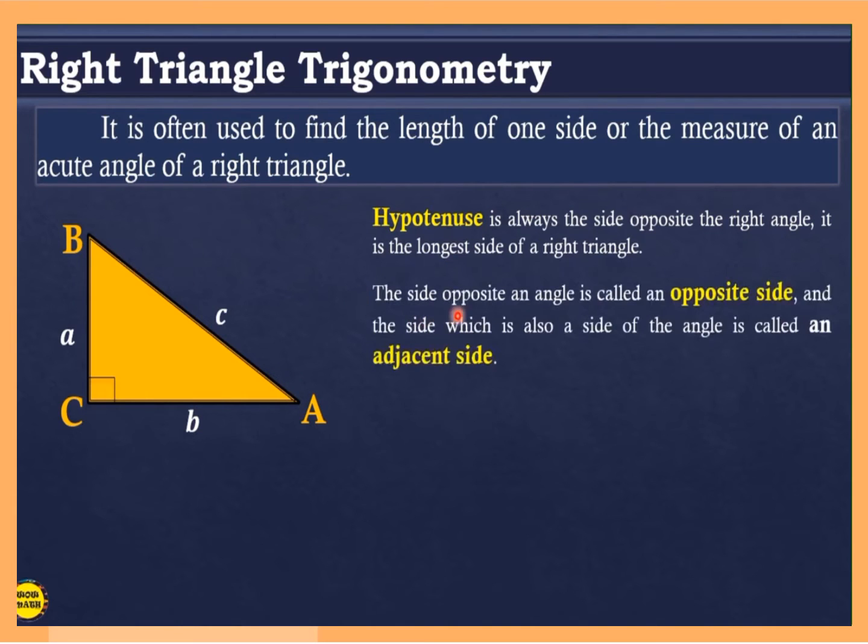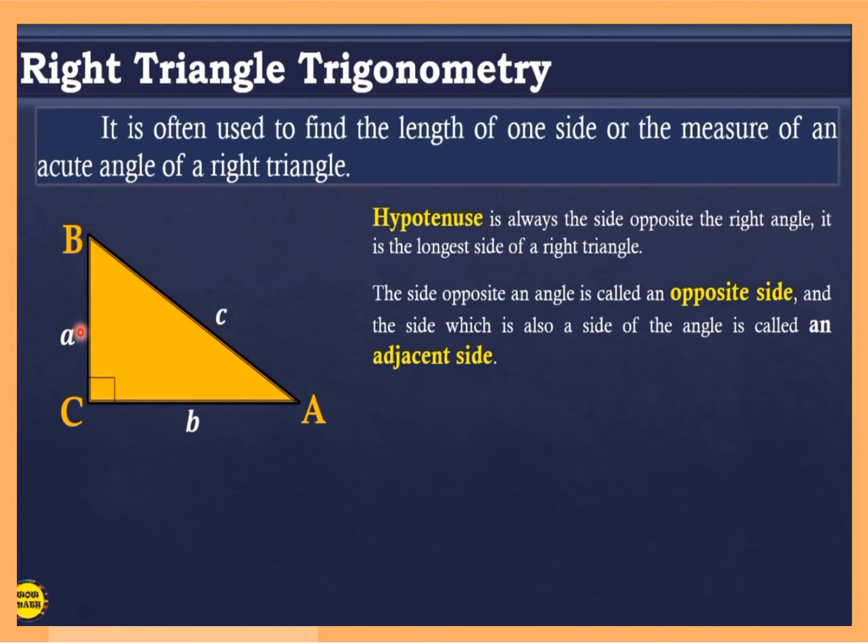Next, the side opposite an angle is called an opposite side, and the side which is also a side of the angle is called an adjacent side. So let's have this one. So if this is your angle, have angle A. So the opposite side is this one. So we have a, okay, small letter a. So if we have angle A, the opposite side is small letter a.